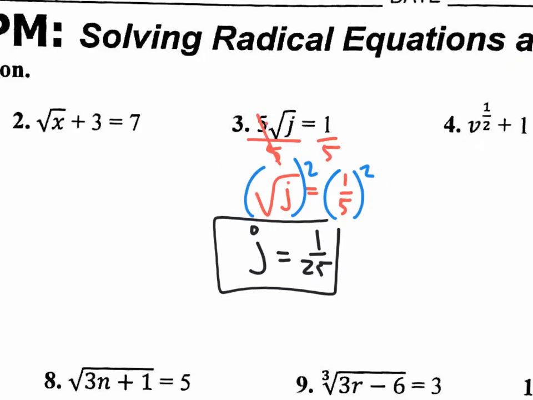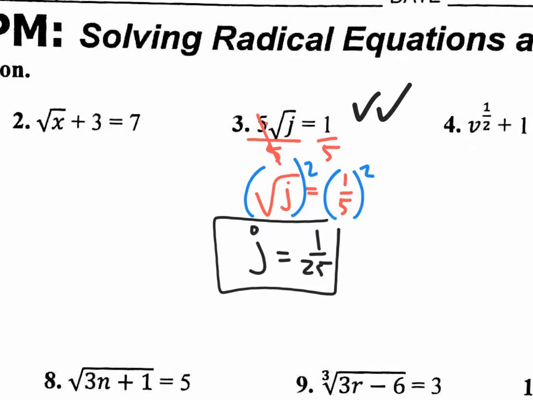I almost forgot on this one, actually on every single one of these, whether you get a nice answer or an ugly answer, you need to check and make sure it works. So you're supposed to take the 1/25, plug it in there. The square root of 1/25 is 1/5, and 1/5 times 5 will give you 1. So that's like a double check right there.